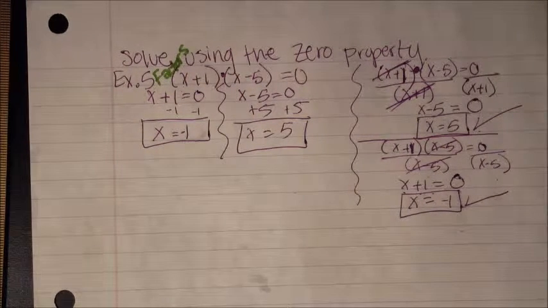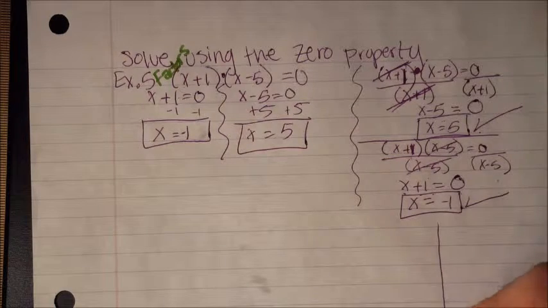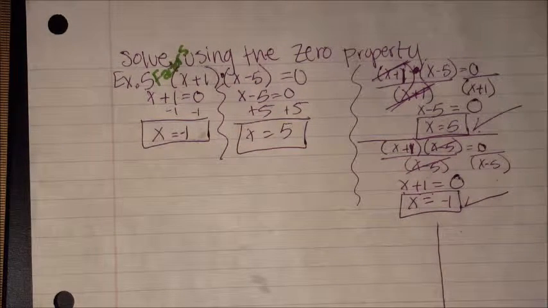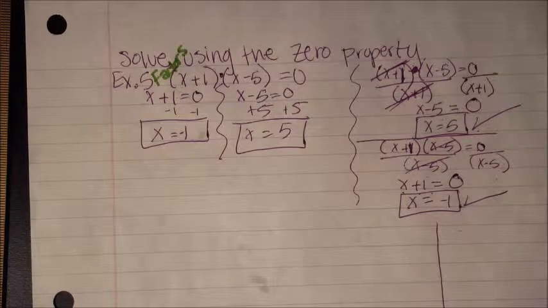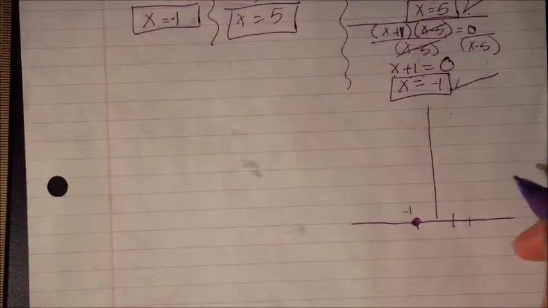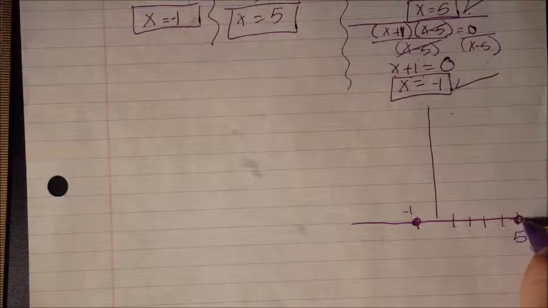Now, I would again like you to start to graph this. On my graph, I have now a point at negative 1 and a point at 1, 2, 3, 4, 5. Positive 5.